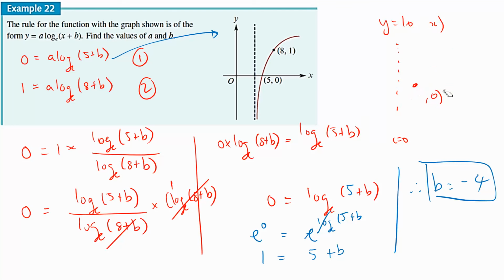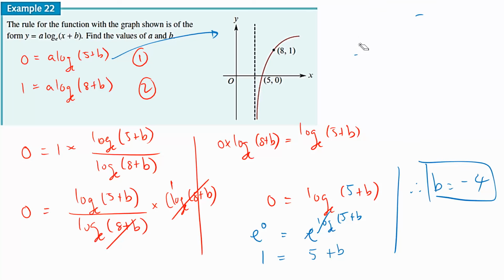All right, now let's find A. We found B. Finding A, sub it into either equation, 1 or 2. I'd probably do 1 just because it has a 0 there. So 0 equals A log e of 5 minus 4, and that's A log e of 1. And log e of 1 is... Oh, this is weird. Maybe I'll sub into number 2 then.